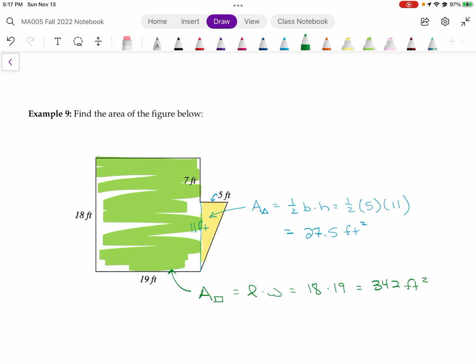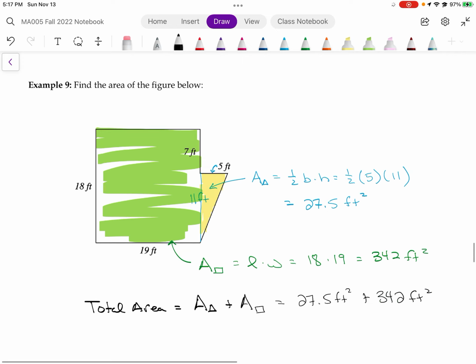Yeah, that's right. Okay, so now the total area is going to be the area of the triangle plus the area of the rectangle, and that gives me 27.5 square feet plus 342 square feet. Those are going to add together. I need to look at my notes. 369.5 square feet. That's the area of the whole thing.